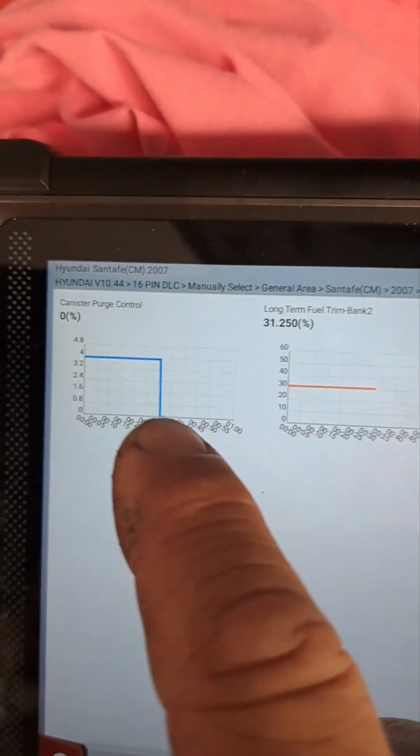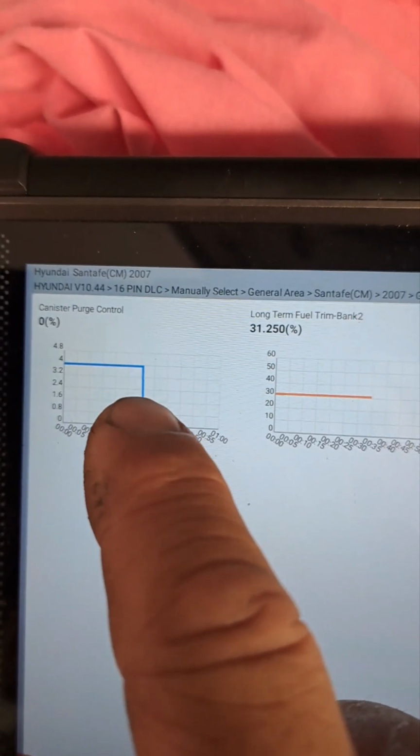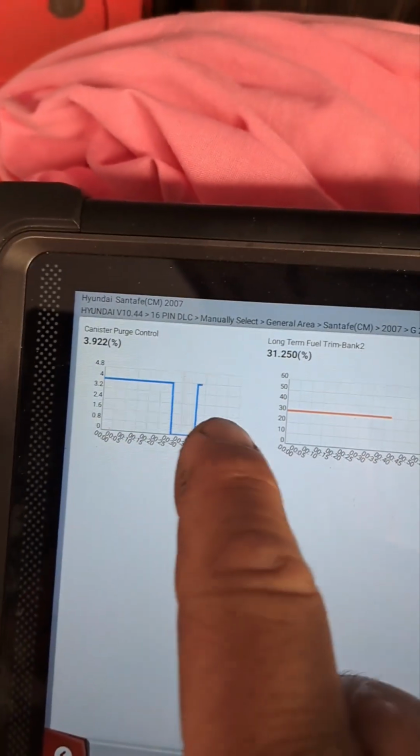All right, purge valve's just turned off. Look at that. See how it's just shown that on the graph? It's come down, it's off. Can't hear it ticking now. No ticking. All right, back to the graph. There it goes, come back on again. Look at the graph, there you go.